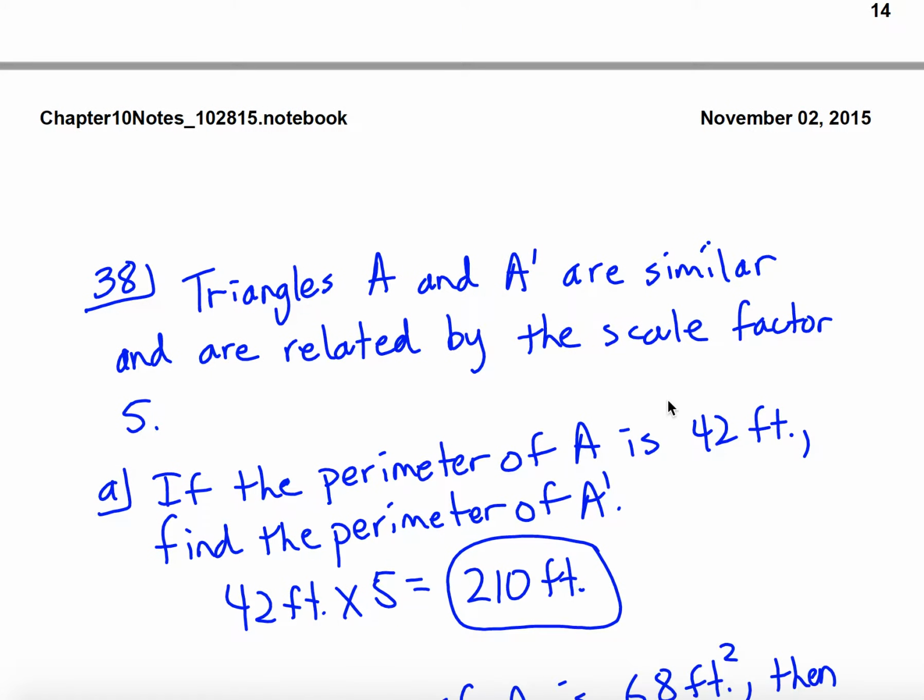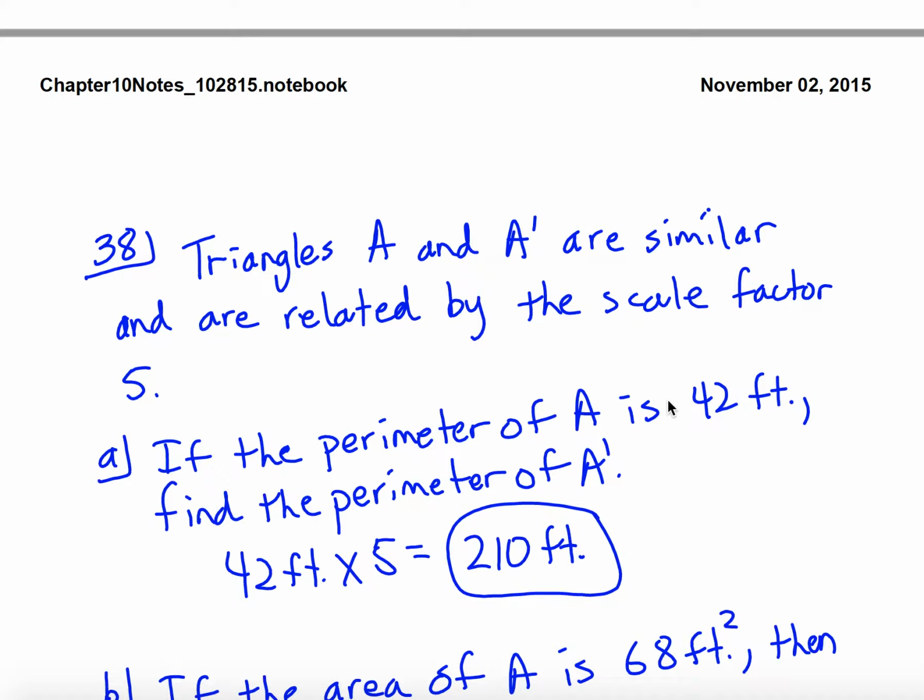So let's take another example. In this example, triangles A and A prime are similar and are related by the scale factor of 5. If the perimeter of A is 42 feet, find the perimeter of A prime. We have A and A prime, we have two triangles. Remember, the perimeter is the distance all the way around. So we know the distance around A, if the perimeter of A is, let's say, 42 feet, so we know the distance all the way around A, find the perimeter of A prime.